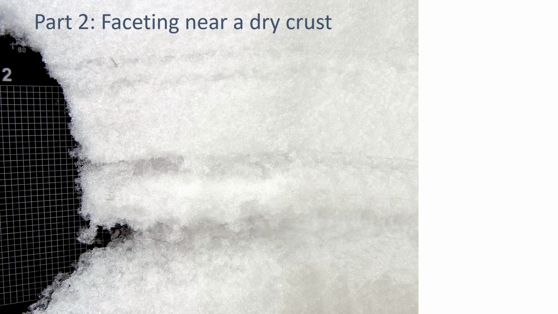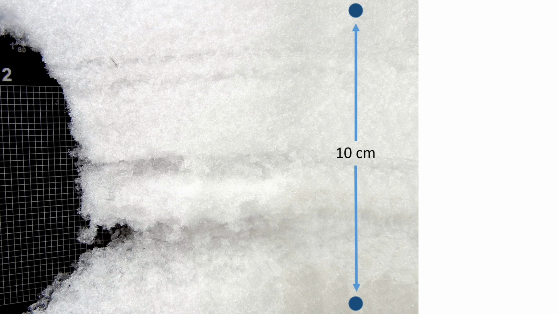Moving on to part 2 of this video. Let's use this slice of a snow profile to talk about how facets can form next to a dry crust. Practitioners usually place thermometers 10 centimeters apart vertically. Traditionally, avalanche courses have used the following guideline. When the temperature difference between the 2 thermometers is more than 1 degree Celsius over 10 centimeters, and this gradient is sustained for a day or more, facets tend to form.